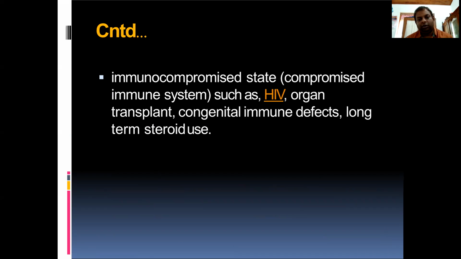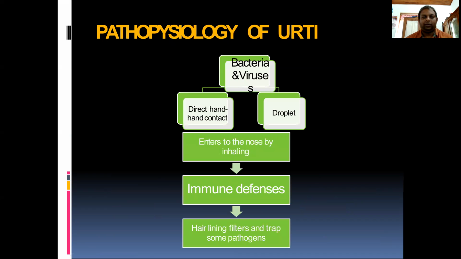Immunocompromised populations invariably, such as HIV, those who have had organ transplants, congenital immunodeficiencies, long-term steroid use for rheumatoid arthritis or inflammatory bowel disease, so they are at high risk. Just pathophysiology: bacteria and viruses, we'll say, direct hand contact. But that is a mode of transmission, not droplet. It enters by inhaling, that's the route of entry.